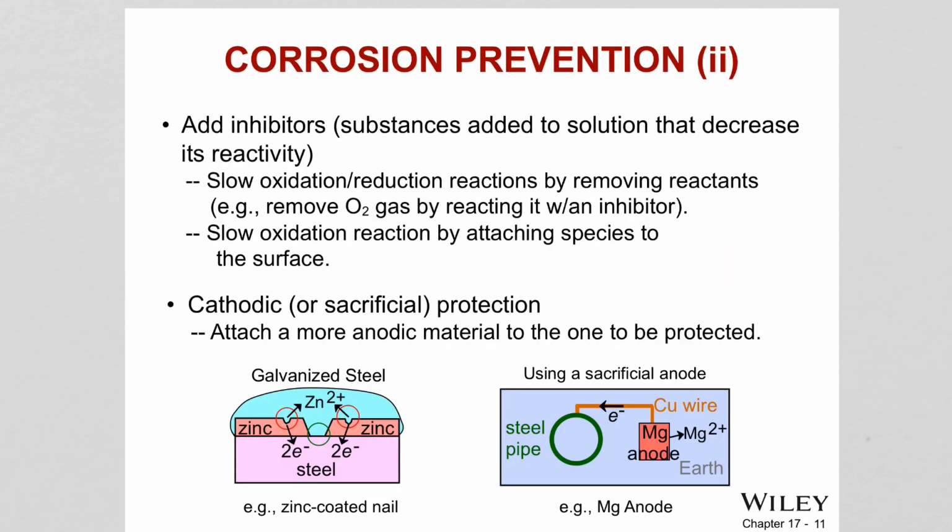There are also inhibitors. These are substances that, when added in low concentrations, can decrease the environment's corrosiveness. For example, they can remove oxygen gas by reacting with it. So they slow down oxidation-reduction reactions by removing the reactants, or slow the oxidation reaction by attaching species to the surface.